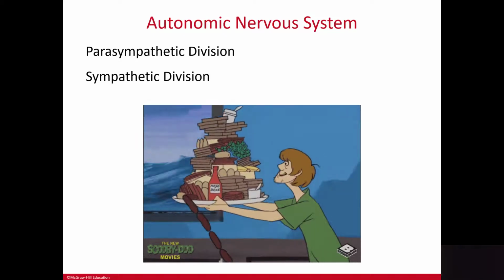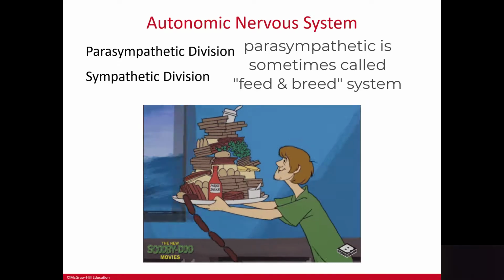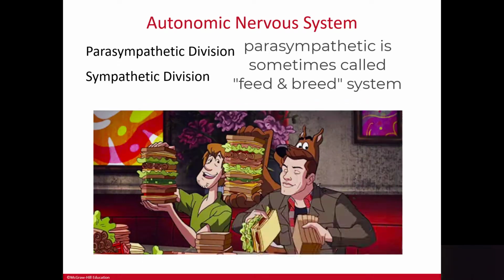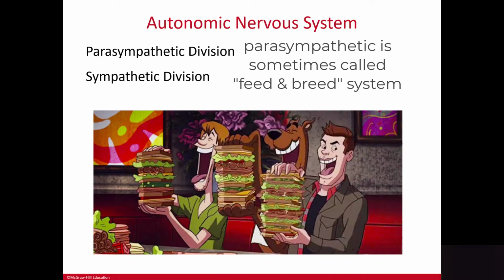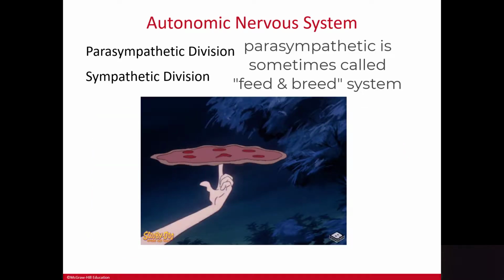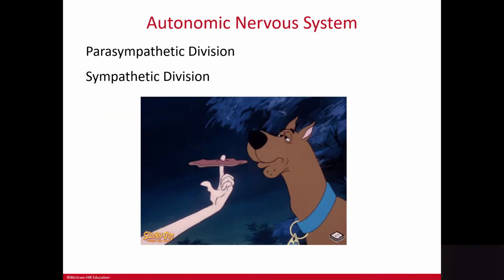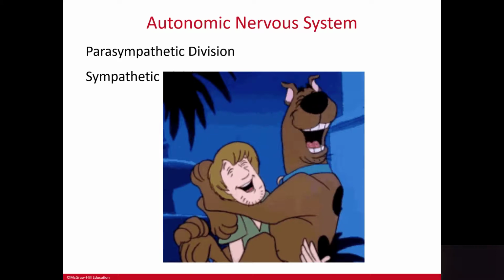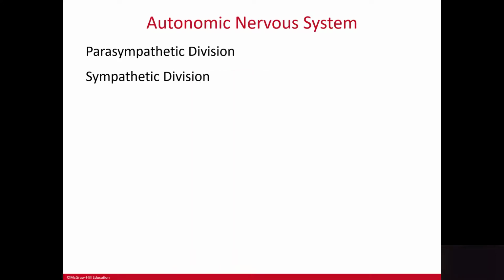The parasympathetic system stimulates things like digestion, so that takes over when we see Shaggy and Scooby eating at the sandwich shop or the pizza shop at the end of the episode. So there you go, sympathetic and parasympathetic wrapped up in one episode of Scooby-Doo.